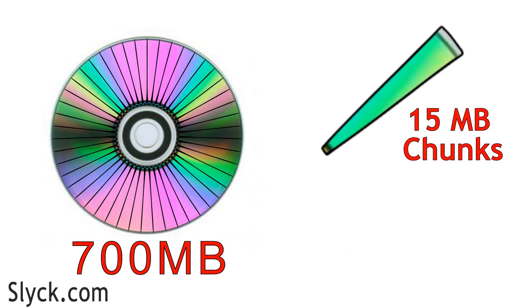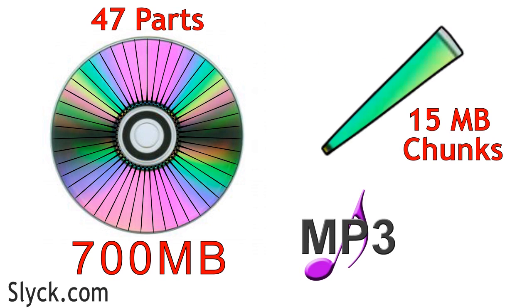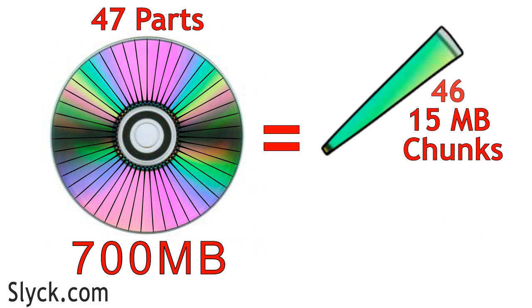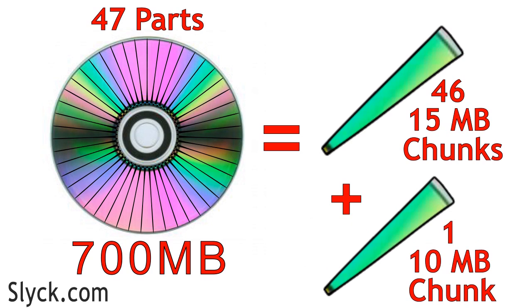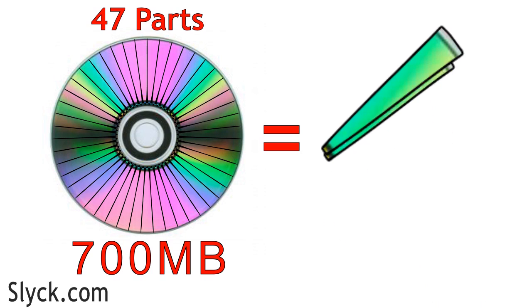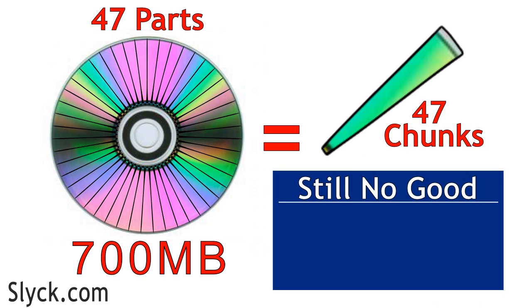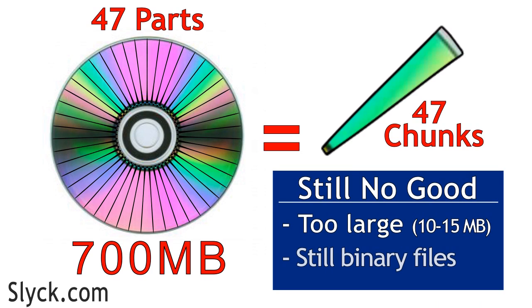Typically, a file that is 700 megabytes is broken down into 15 megabyte chunks, leaving us with 47 parts. We now have an archive. MP3s are not usually archived because of their small size. At this point, 46 of the 47 parts are 15 megabytes each. One part will be the remaining data of around 10 megabytes. But the parts still cannot upload to the news server for two reasons. They're still way too large, and they're binary files, not text.